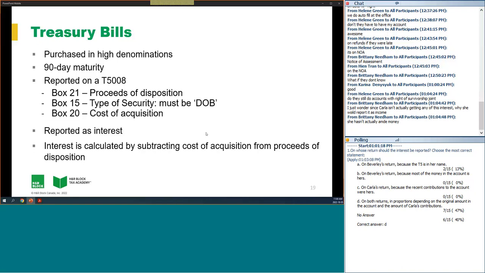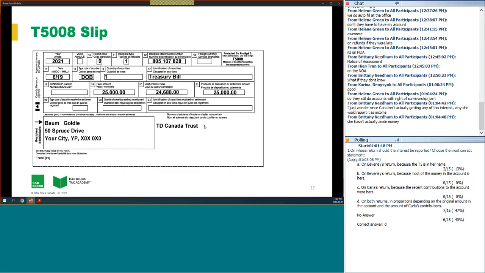So you put the money in now, 90 days later, you get your money back plus interest. How much it is: the proceeds minus the cost. So proceeds minus cost, box 21 minus box 20, the difference is interest, and it goes on the tax return as interest. You have to be careful about one thing.